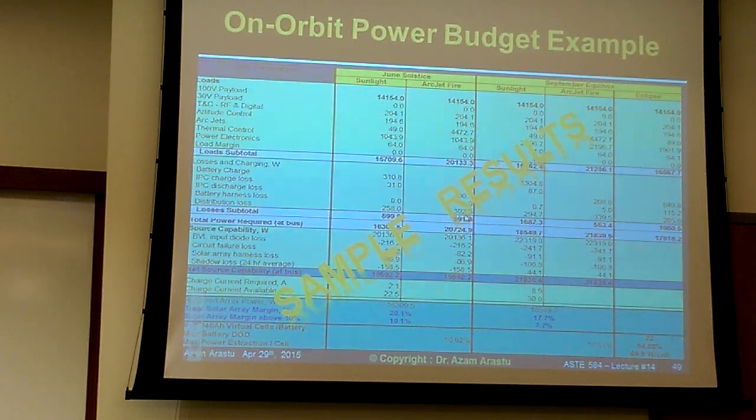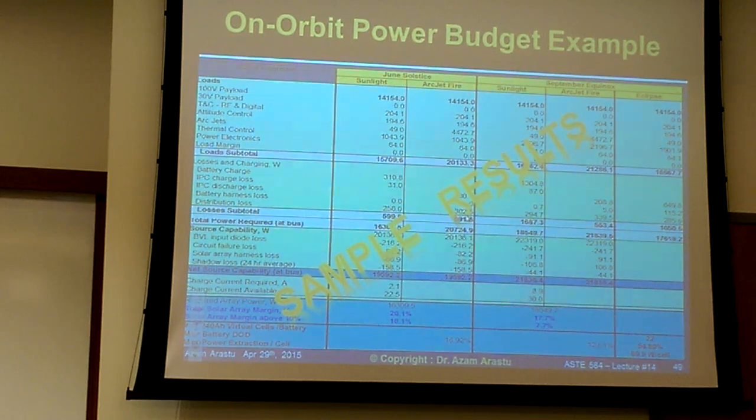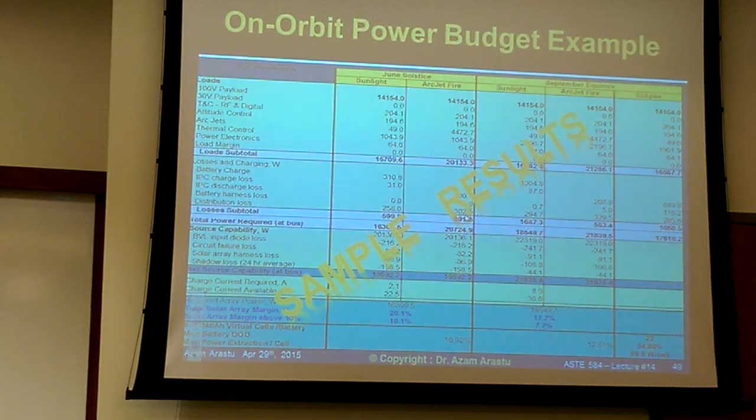So if I have a nickel hydrogen battery, if you remember in the battery section, the nickel hydrogen curve is like this. Actually, it's more.